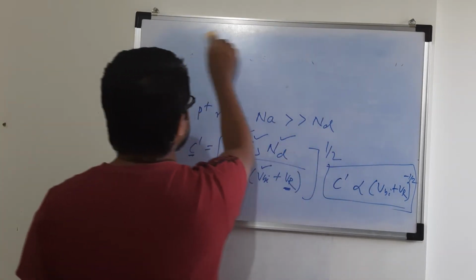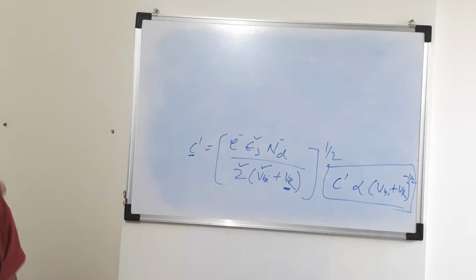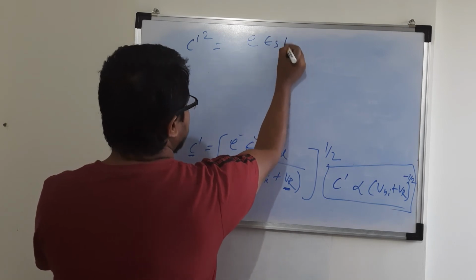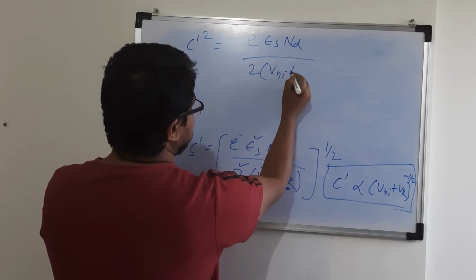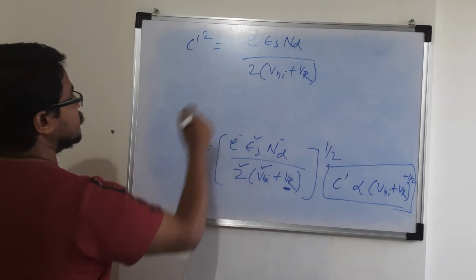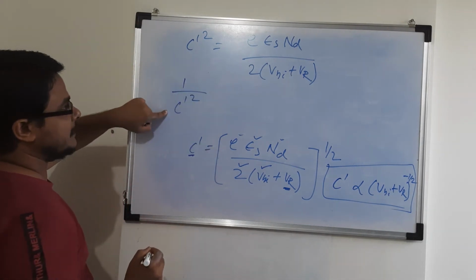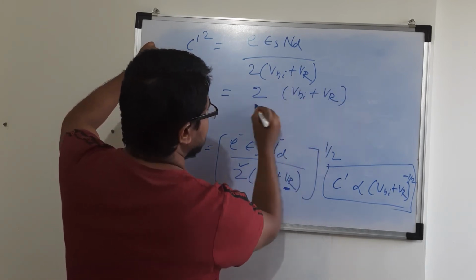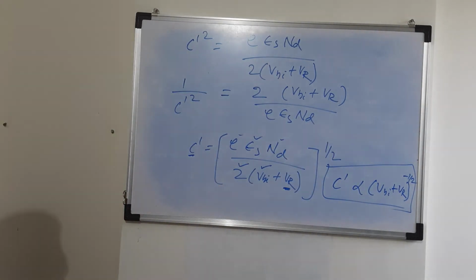If you want to analyze it further, we can do it this way. Suppose I square both sides for the C'^2 expression. Then we write C'^2 = e ε_s Nd / (2 (Vbi + Vr)); squaring both sides, the 1/2 power becomes 1. Now if I take the reciprocal of both sides, 1/C'^2, then we get 2 (Vbi + Vr) / (e ε_s Nd). This is what we got.